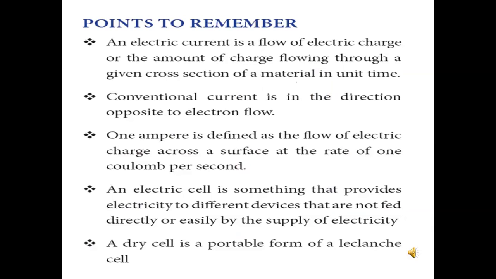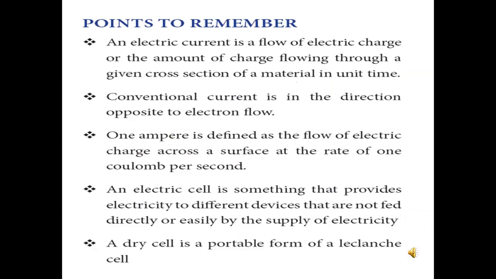Next, points to remember from the lesson electricity. The important points are: an electric current is a flow of electric charge, or the amount of charge flowing through a given cross-section of a material in unit time. Conventional current is in the direction opposite to electron flow.